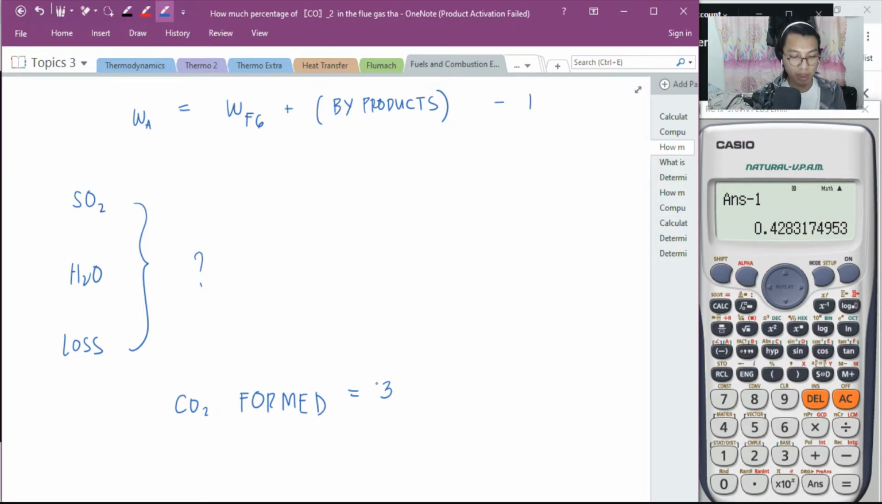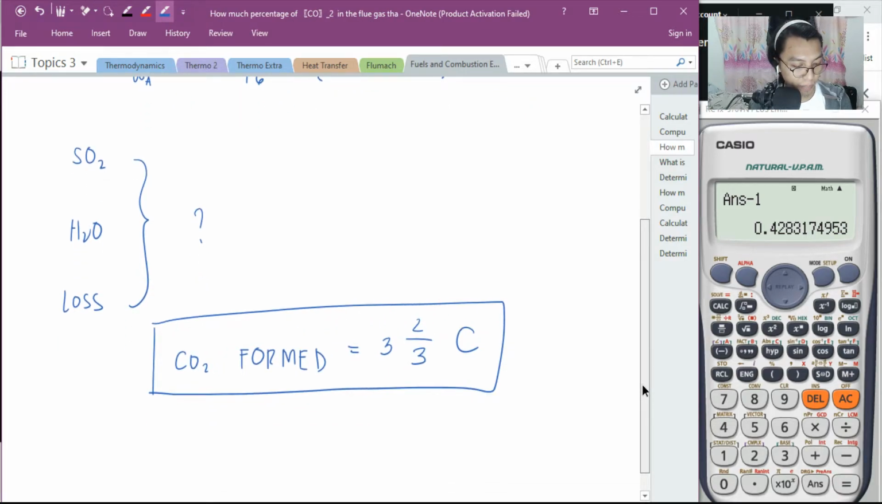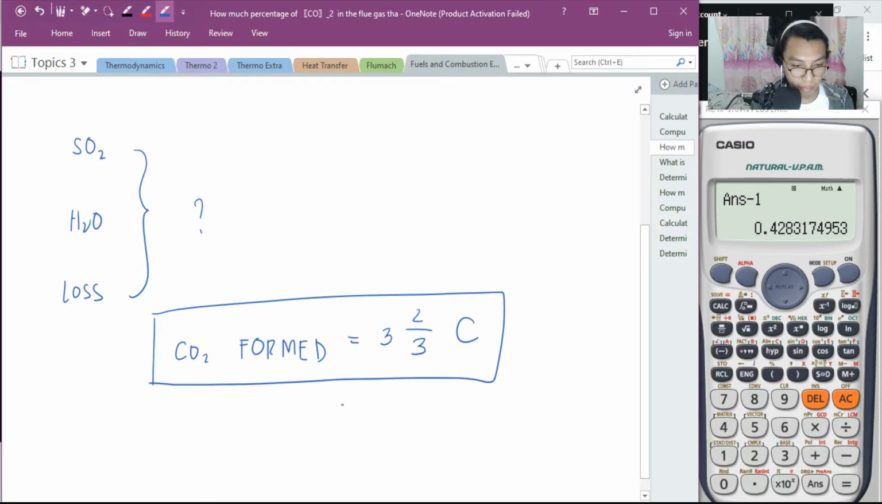For carbon dioxide formed for every carbon, that is 3 and 2/3 nung C. Hindi na natin kailangan i-solve, okay? Yung percentage na lang ang i-multiply mo dyan. Okay? Ito na yun, CO2 formed. So, shortcut na: 3 and 2/3 nung percent ng carbon.